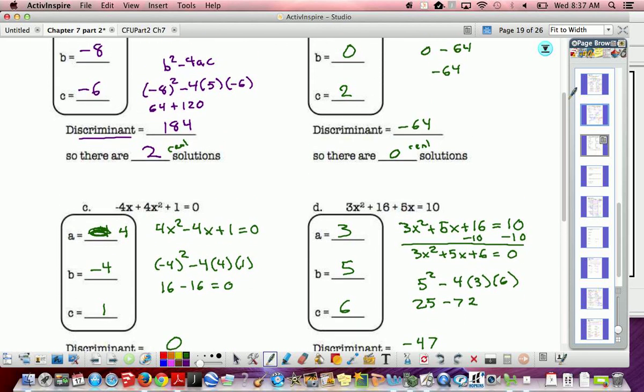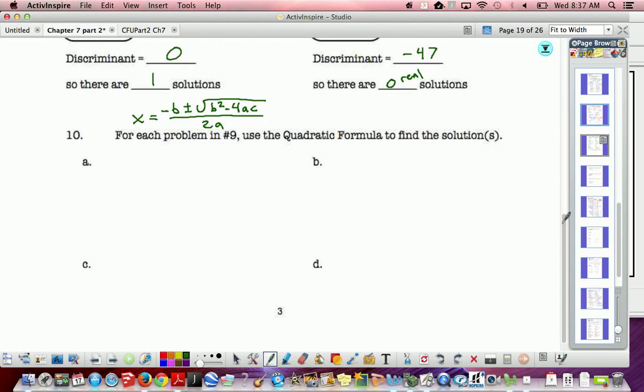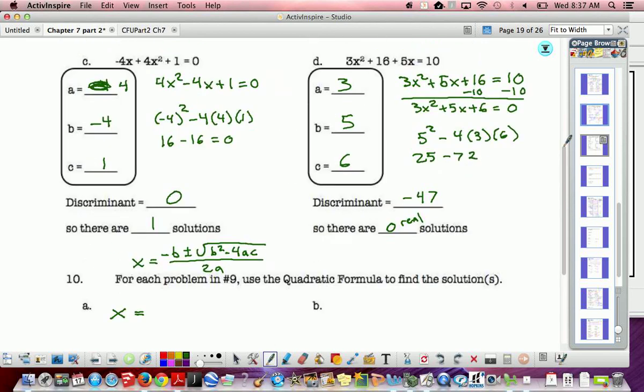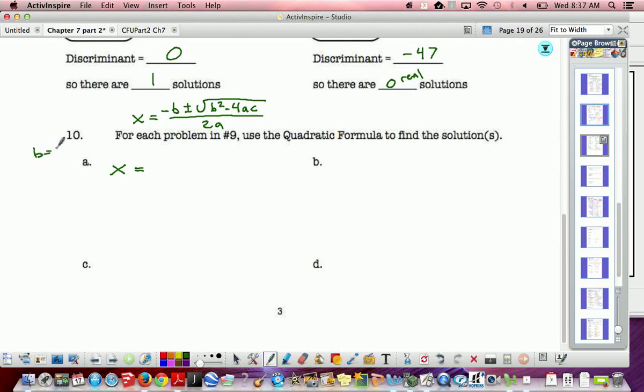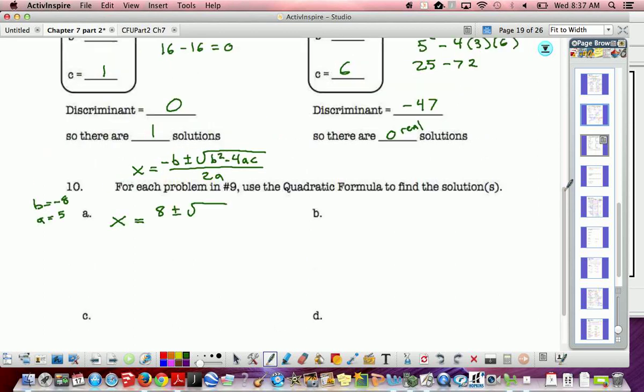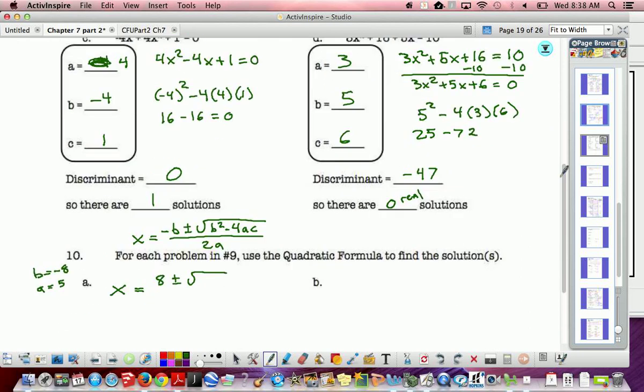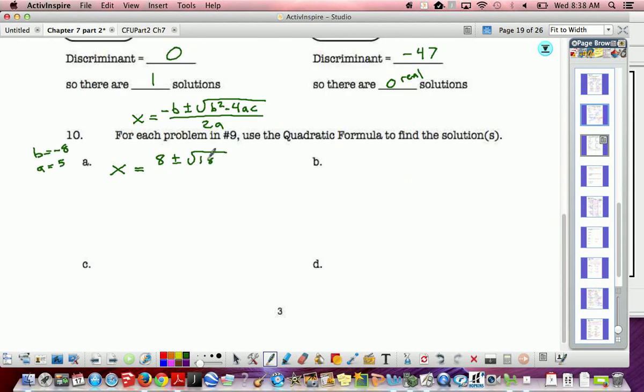So on the first one, I know the discriminant was 184. So as I write this, I'm going to have x equals, I got to grab the opposite of b. So my b was -8 and my a was 5. Just to note that, because I'm going to do the opposite of b, so I get 8 plus or minus the square root. I've already done it, which was what, 184? You double check, 184. Okay. All over 2 times 5, since that's a.